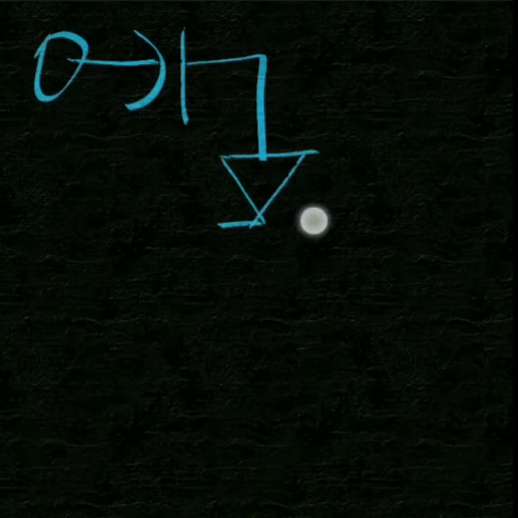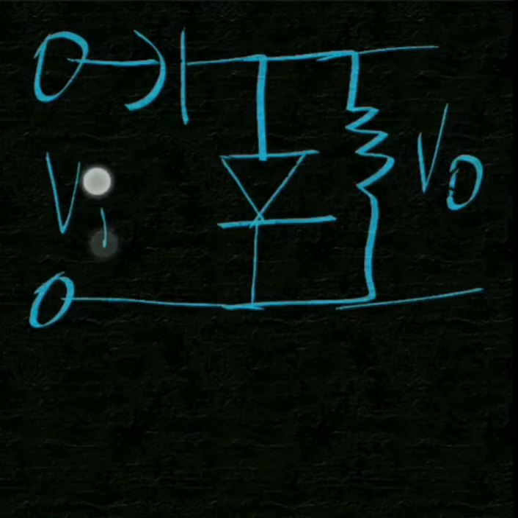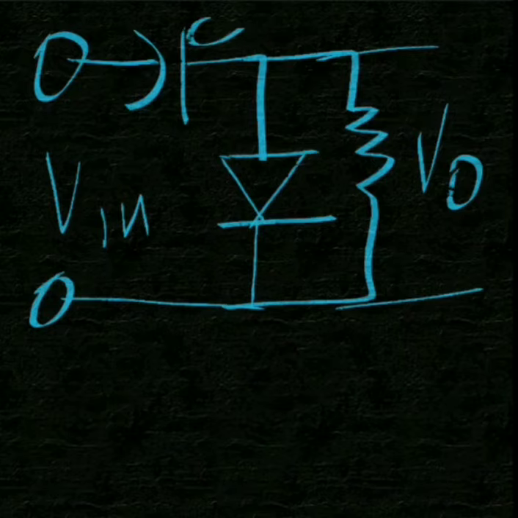The diode is inverted. The resistance is here, and here is the output Vo. This is Vin. This is our capacitor, this is the diode and the resistor.